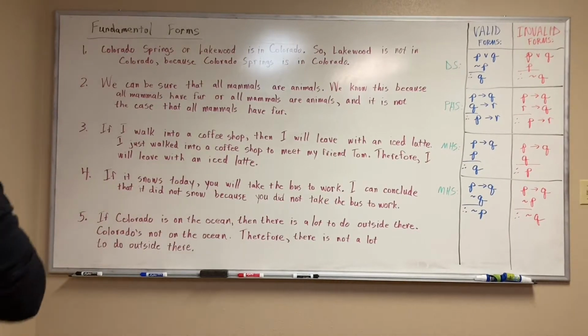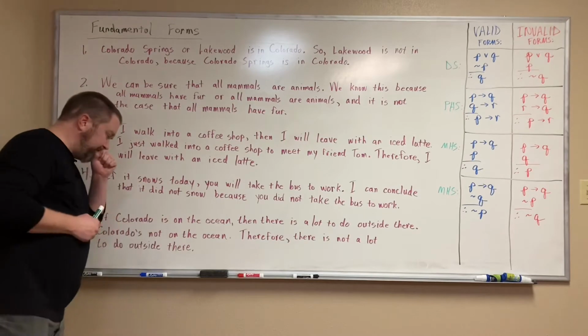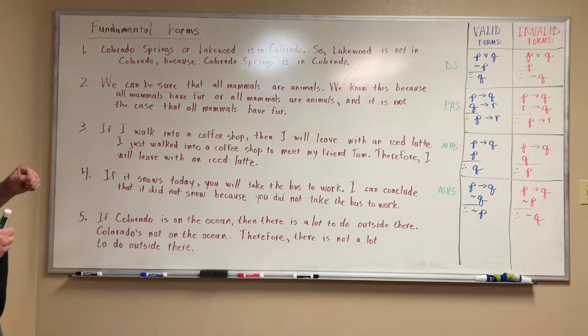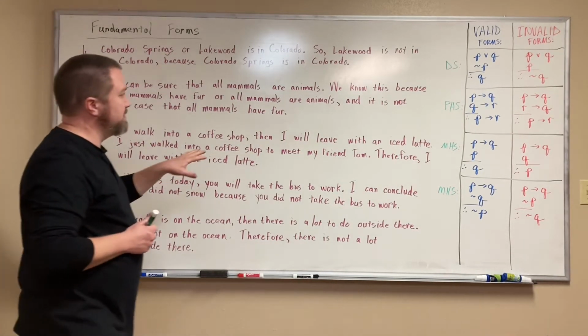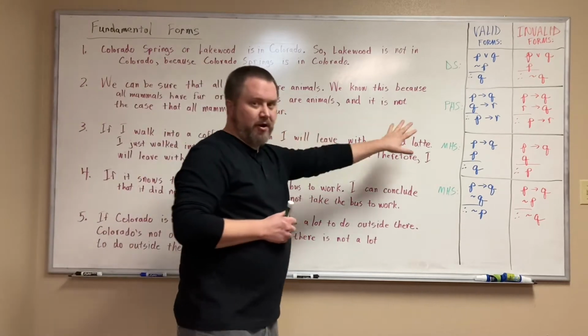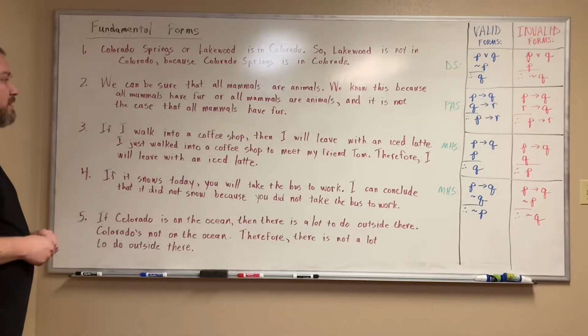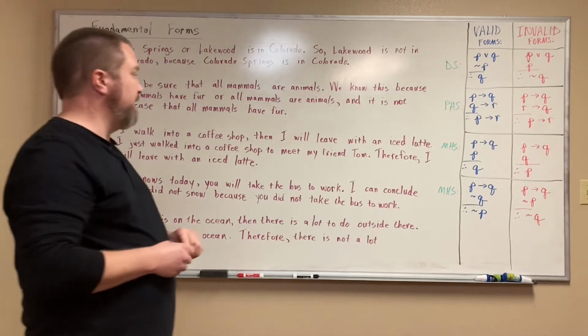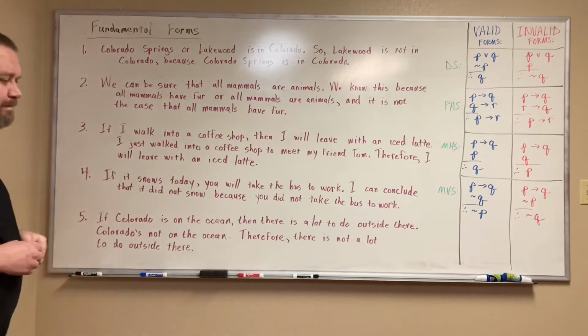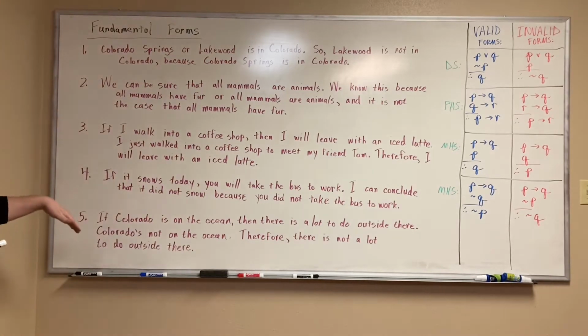We go over some examples of the fundamental forms, valid and invalid forms, identifying them out of written arguments. If any of you got this, it was a sheet that I handed out in class on Wednesday. I'll go through the first 5 and then I'll do the second 5 in a part 2 of this video.